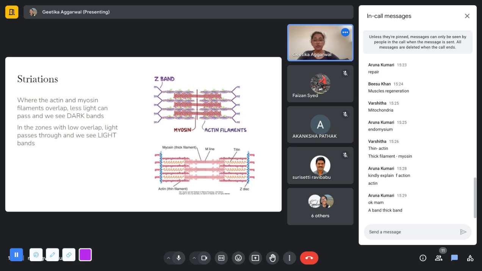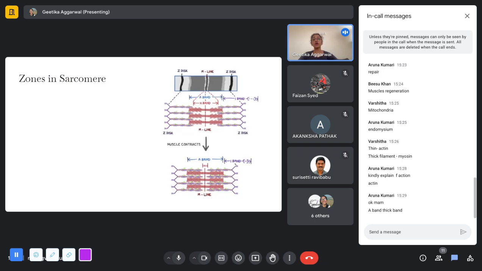Okay, so just to remember, dark bands are where these actin myosin overlap, light bands where there is no overlap between these two filaments. So moving on to different zones in a sarcomere. Can you guys tell me what are these different zones? What is the A band? What is the H band? What is the M line? What is the Z line? What are these different zones? What is the I band?